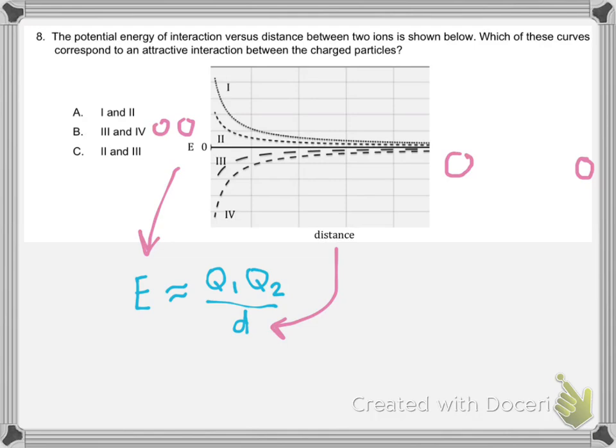And so they want us to predict or pick which ones correspond to an attractive interaction. And so we know that when particles are attracted to each other, the energy is negative. And so we can see 0 here in the middle of our graph. And so when the curves are below 0, or negative, that means we have an attractive interaction. And those would be curves 3 and 4. Making answer choice B the correct one.